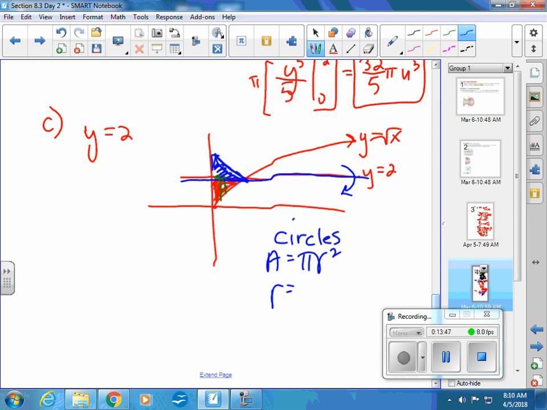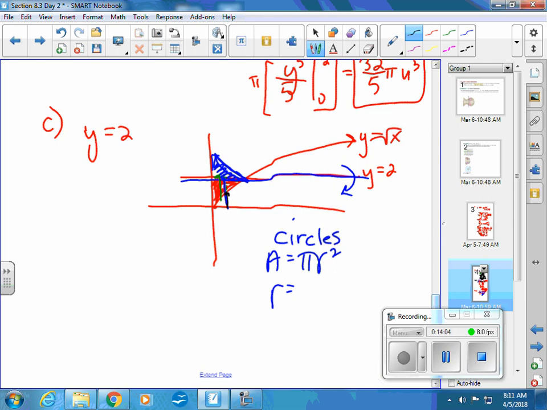I need to figure out what this is first, and then I need to subtract off what this is second. Won't that leave me with that? Right?